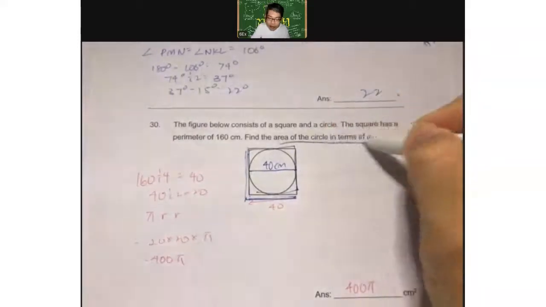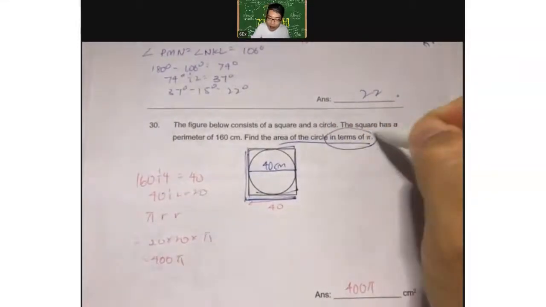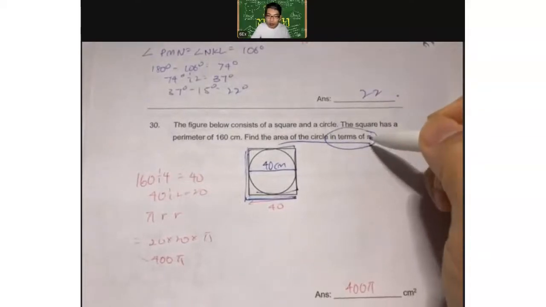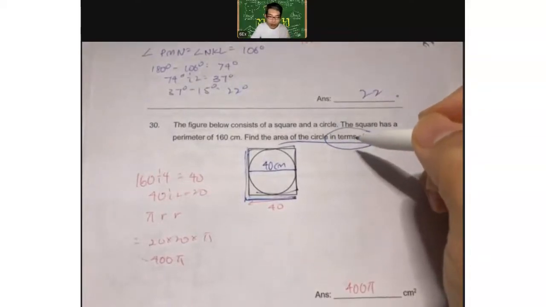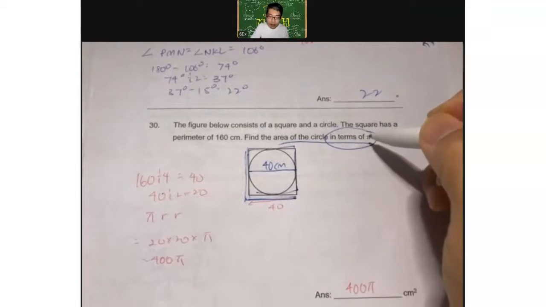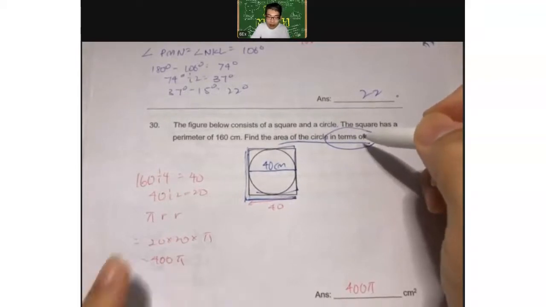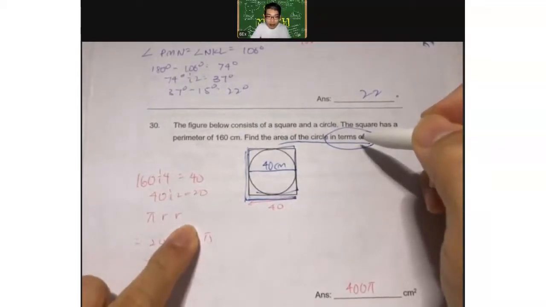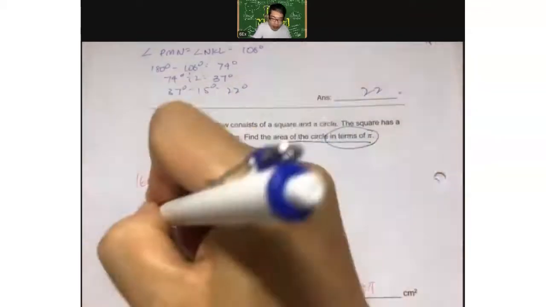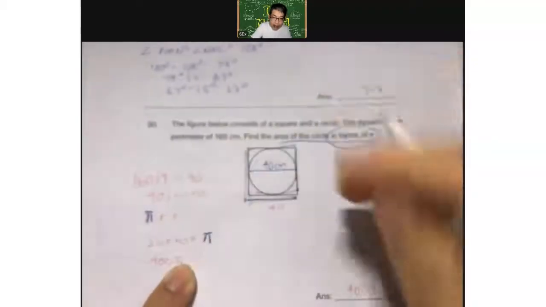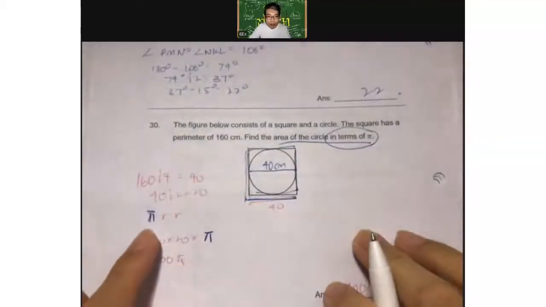Find the area of the circle in terms of pi. Remember, in terms of pi means you do not need to change pi to 3.14 or 22/7 or the calculator pi. Just leave it as pi. So what's the area of circle? Pi r. Right, pi, I leave it as pi. I don't touch the pi. And pi should be left at the back of the answer. Okay, I move it to the back.